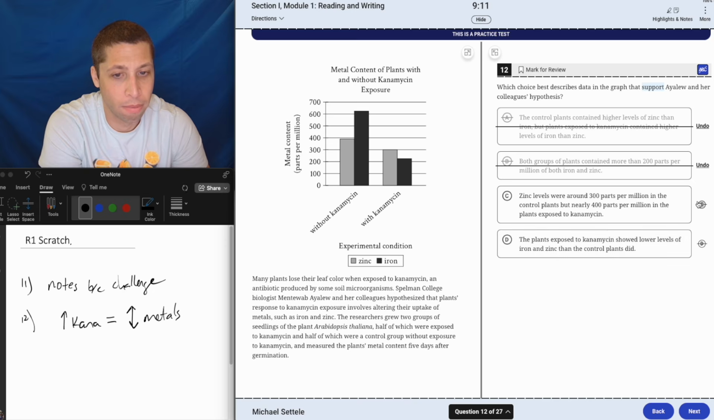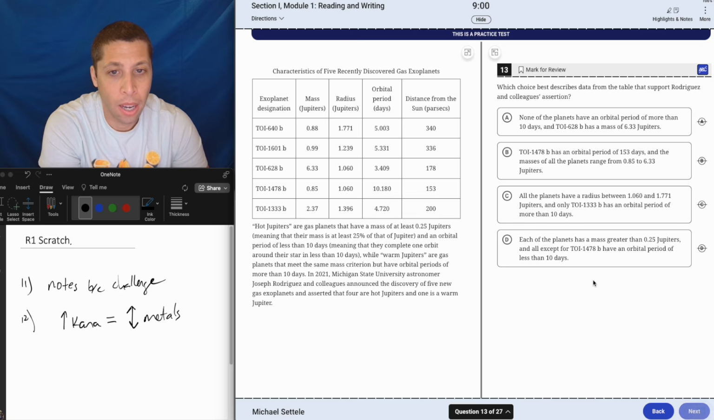No, that's opposite. Am I crazy here? The plants exposed to kanamycin show lower levels of iron and zinc. Yes, so it affected it. The others are just wrong. I feel like I've seen this question before.